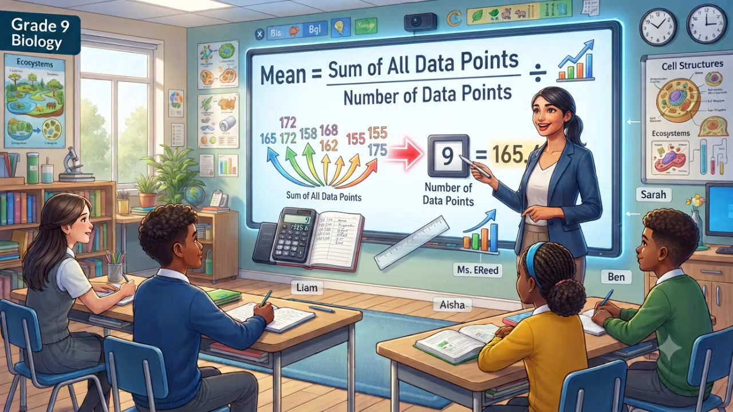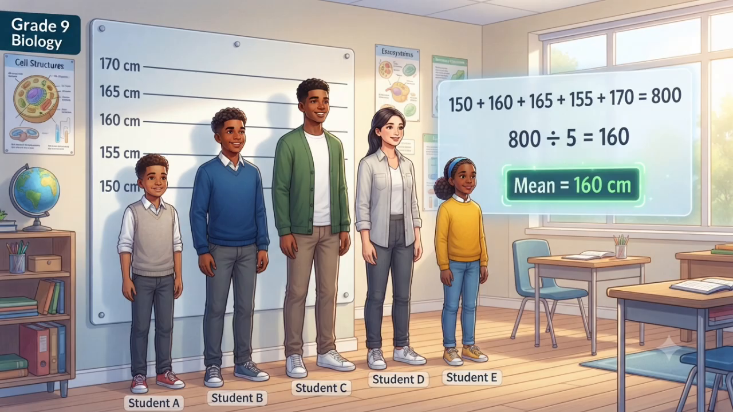Let's understand this with an example. Suppose the heights of 5 students are 150, 160, 165, 155, and 170 centimeters. First, add all the values. 150 plus 160 plus 165 plus 155 plus 170 equals 800.